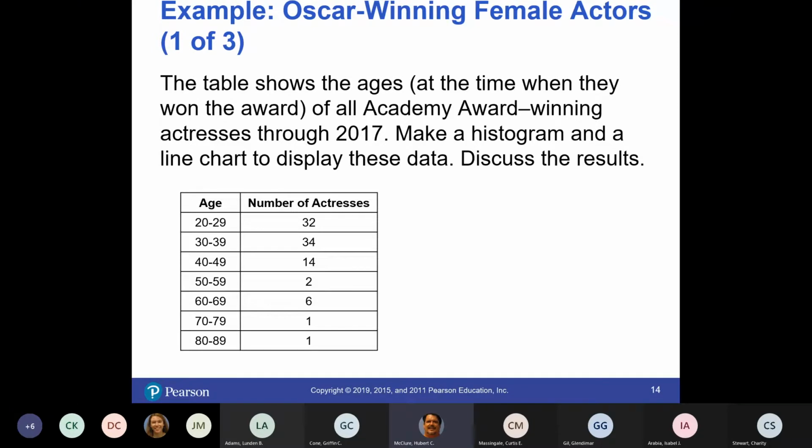That's what alcohol does. 40 to 49, 50 to 59, 60 to 69, 70 to 79, 80 to 89. And my frequencies: 32, 34, 14, 2, 6, 1, and 1.